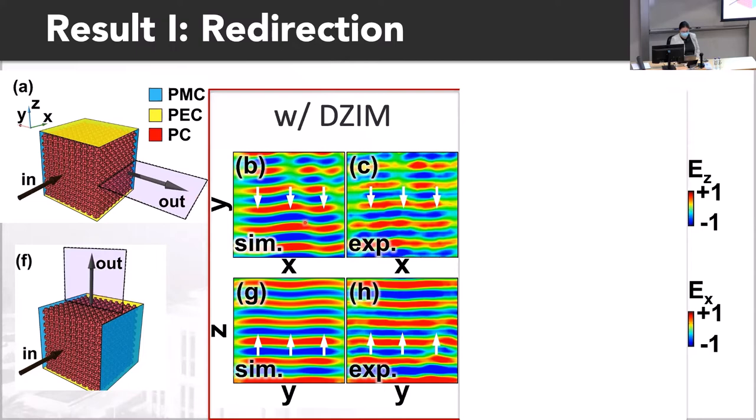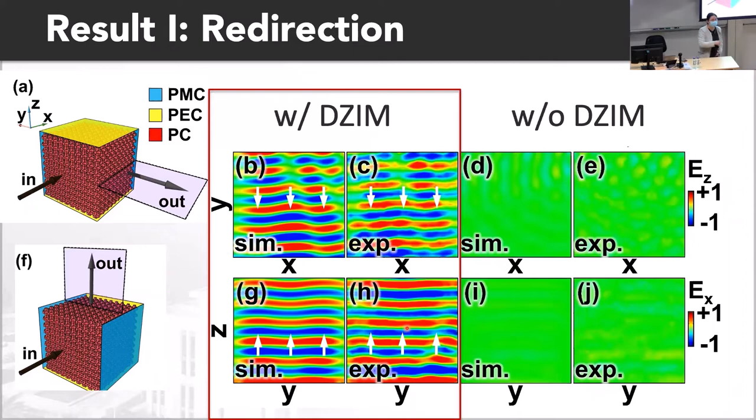And this is another demonstration where this top side is unblocked, but this side is blocked. With this zero index material, you can see the outgoing wave again almost preserves its original wavefront and its original amplitude. But if I remove this material, both the simulation and experimental results measure almost nothing outside in the output.